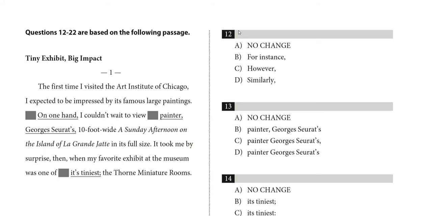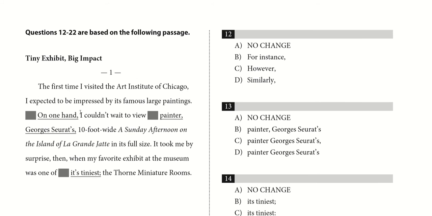All right, for number 12 here, we are evaluating the placement and usage of this underlined "on one hand." So let's read the context of it. The first time I visited the Art Institute of Chicago, I expected to be impressed by its famous large paintings. On one hand, I couldn't wait to view painter George Seurat's 10-foot wide, blah, blah, blah. So, what does "on one hand" mean?